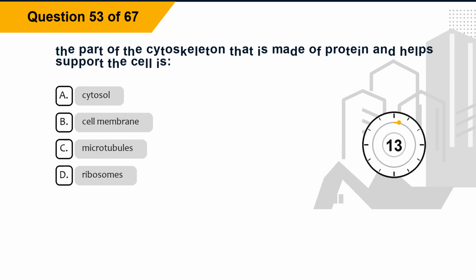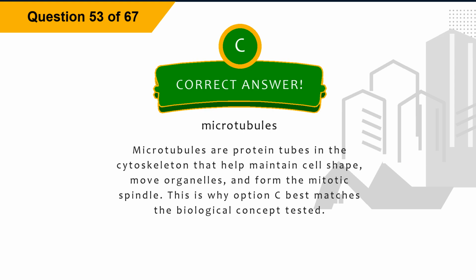Question 53. The part of the cytoskeleton that is made of protein and helps support the cell is? Option A, cytosol. Option B, cell membrane. Option C, microtubules. Option D, ribosomes. The correct answer is option C, microtubules. Explanation. Microtubules are protein tubes in the cytoskeleton that help maintain cell shape, move organelles, and form the mitotic spindle. This is why option C best matches the biological concept tested.